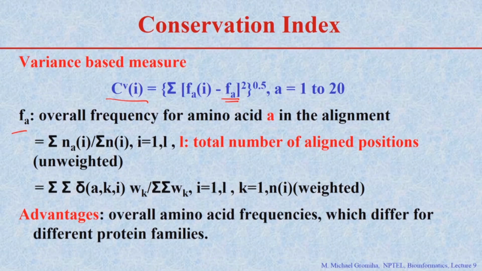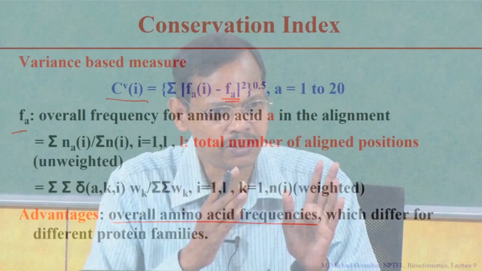If you use unweighted ones, then you get this equation: N of I divided by sigma N of I, I equal to 1 to L, where L is the number of aligned positions. This is for unweighted. If you want to go with the weighted ones, then we give the weightage delta A comma k comma I; depending upon the weightage you can give this equal to 1 or equal to 0. So, what are the advantages of having weightage? Here the overall amino acid frequencies are different for different families. If you want to include this information, then we need to give weightage for the different protein families, and then we can see which one is highly conserved compared with the other ones.